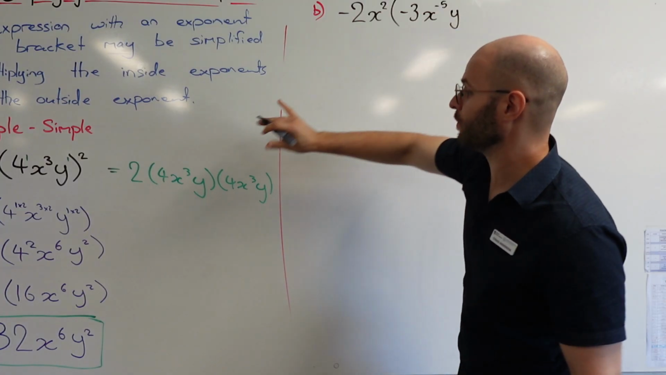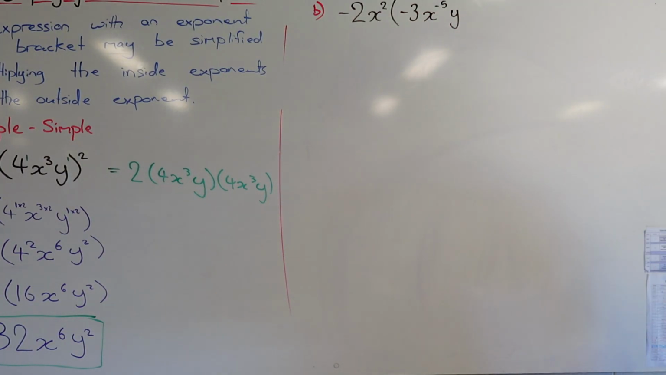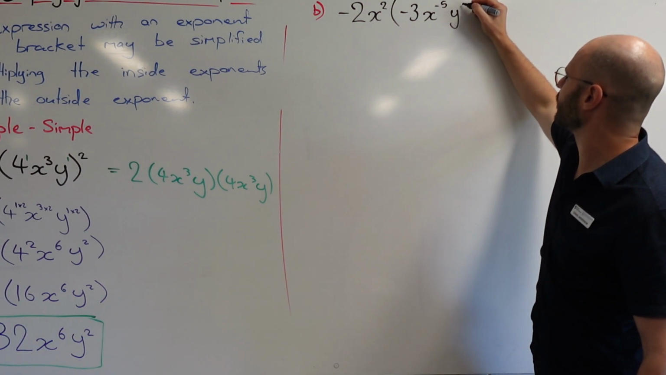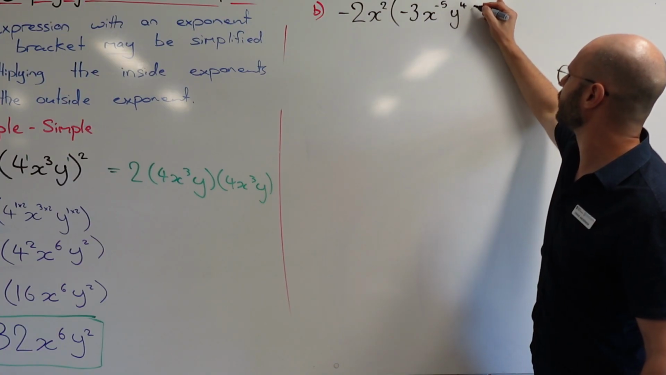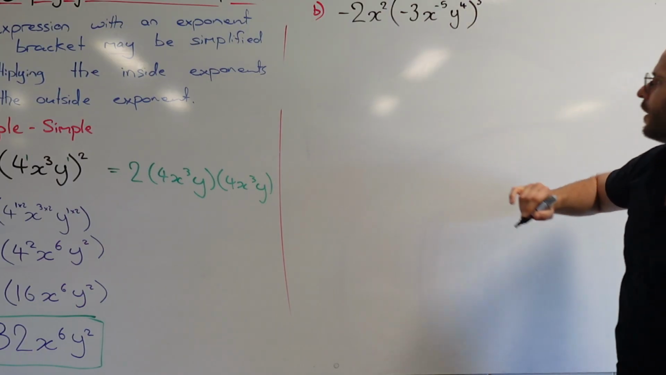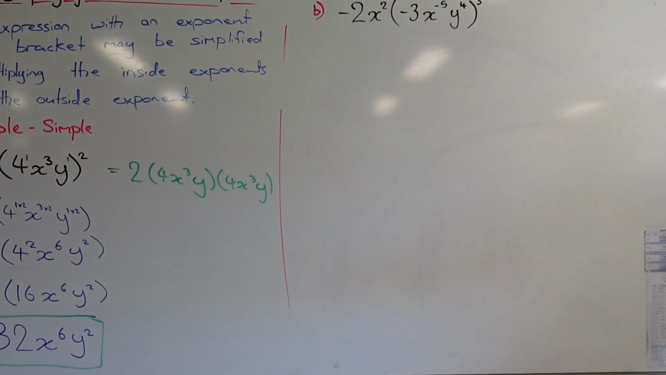Now, in true fashion, we've done something that's reasonably straightforward. Let's jump to something that's like death. Okay, we have minus 2x to the power of 2. Then inside the brackets we have minus 3, x to the negative 5, y to the 4, and that bracket is to the power of 3.